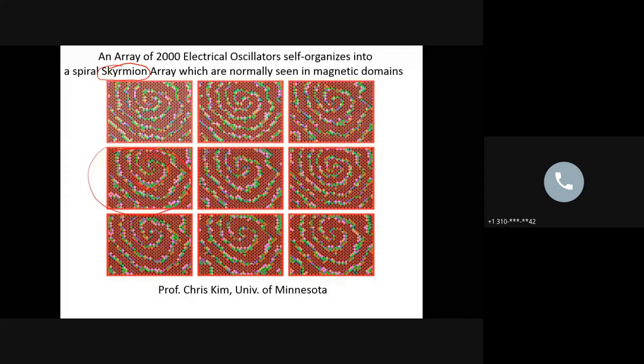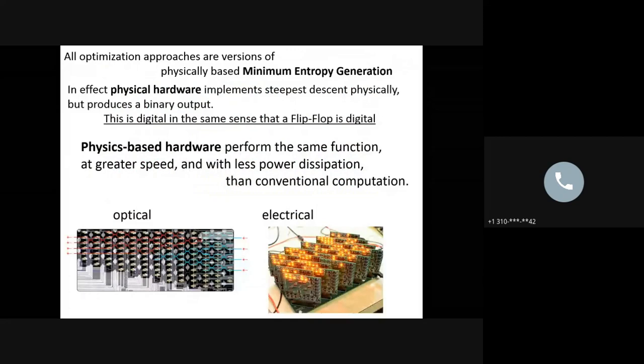So it shows that you can get at physics in a couple of different ways. But it's not really physics, it's mathematical optimization. So let me summarize. All these systems are based upon minimum power dissipation. The physical hardware implements steepest descent, but it produces a binary output because you force it to be binary, the same way that you force a flip-flop to have two states.